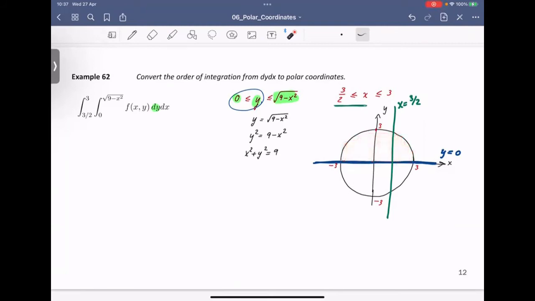Right? Because every time when you do y from 0 to square root of 9 minus x squared, you need to start from 0 for sure. You're going to hit the circle on the top. So it's going to be this part or this part. Which one, A or B? Let's look at x. But x needs to be between 3/2 and 3.